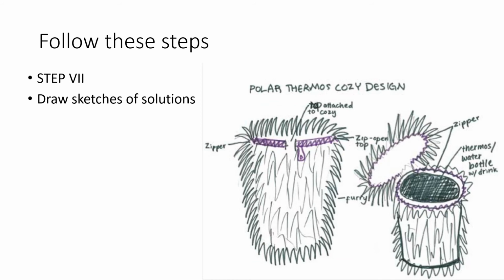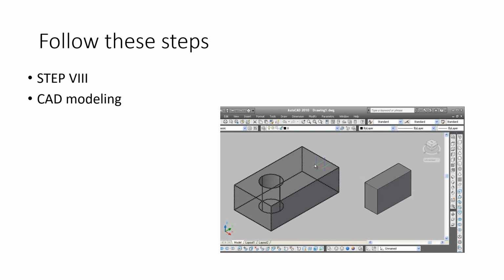After that, in step number 7, sketches are drawn. So these sketches are acting as solutions to the problem which was given earlier. Now for the designers, we can stop at this step if they are generating ideas. But if you are actually generating a product, you can go ahead with step number 8, which is CAD modeling. So CAD modeling of the concepts is to be done in this step.